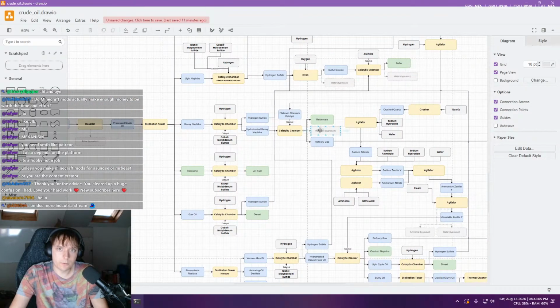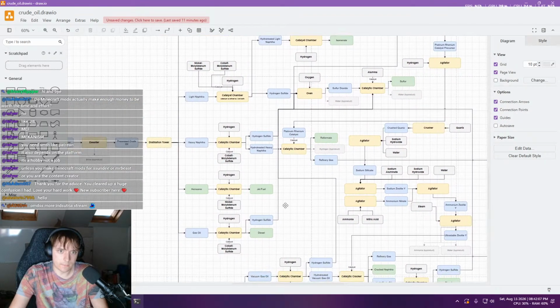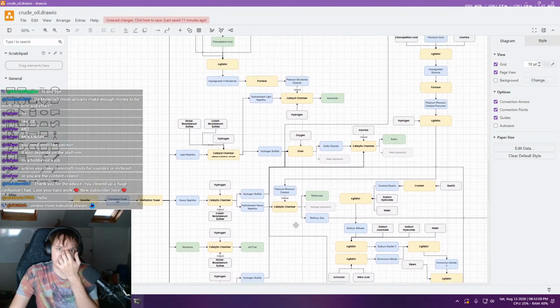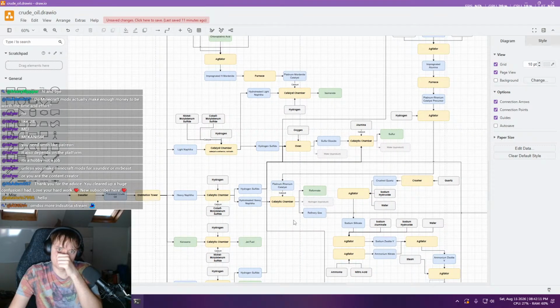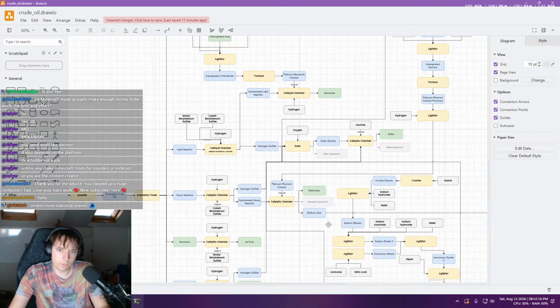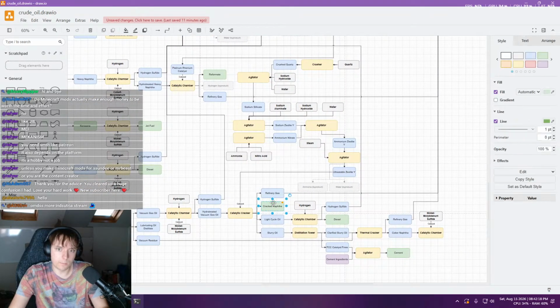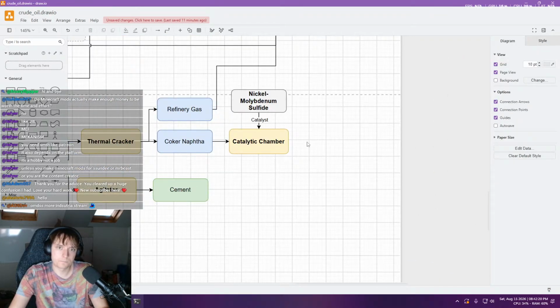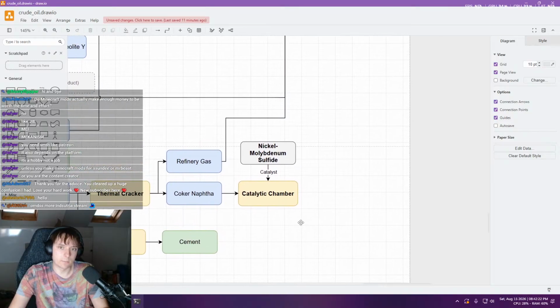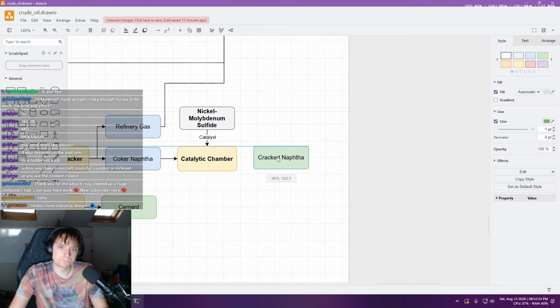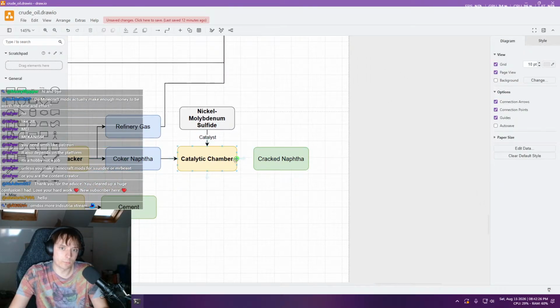So if we can find cracked naphtha, I don't know where that is. Isn't it here somewhere? Am I crazy? Because cracked naphtha is what you get from... Yeah, here you go. Cracked naphtha is basically used for petrol, right? So, boom, that gives us cracked naphtha. So that's kind of an end of the line thing.